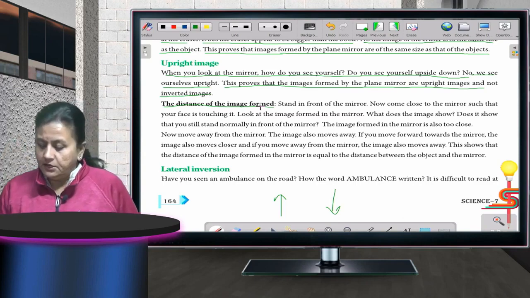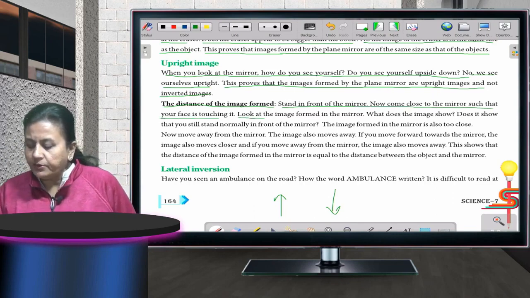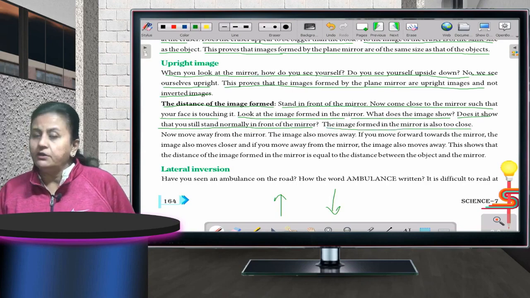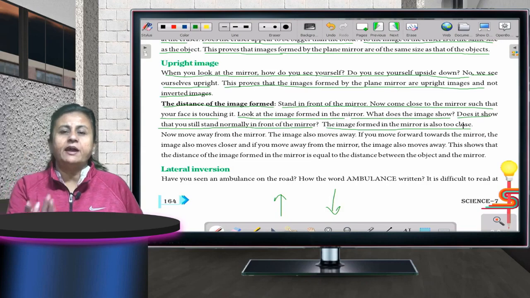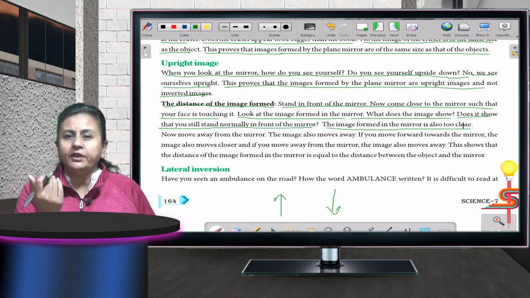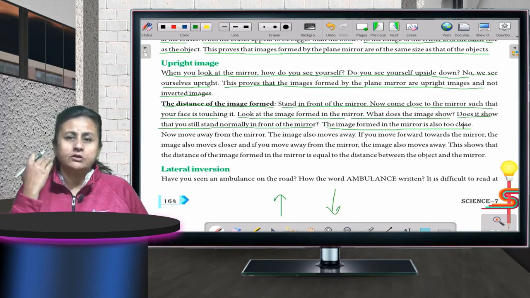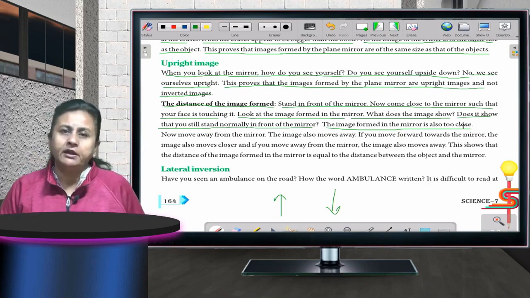Now stand in front of the mirror. Now come close to the mirror such that your face is touching it. Look at the image formed in the mirror. What does the image show? Does it show that you still stand normally in front of the mirror? The image formed in the mirror is also too close. In case I move back, if I am looking in the plane mirror and I move back, what will happen? The image formed will also be moving back. If I am coming closer, the image formed will also be coming closer.